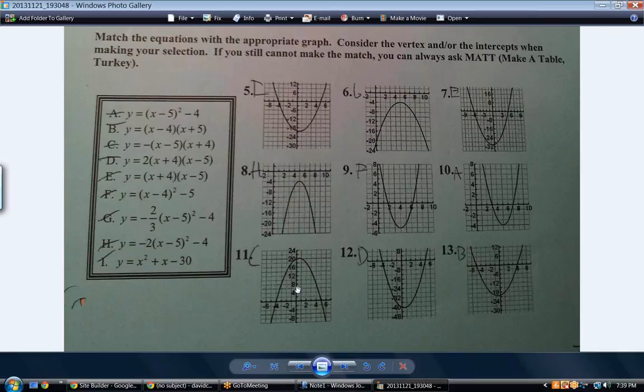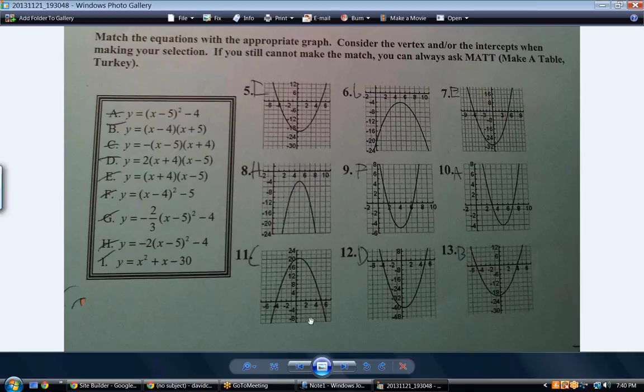And 11. Let's see. You said it was C. It opens down, has x-intercepts at plus 4 and minus 5. C opens down, has intercepts at plus 5, minus 4. Oh, like that one. Okay.